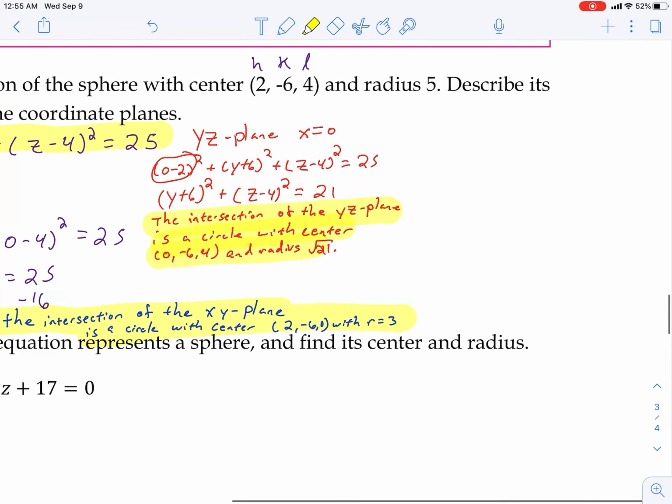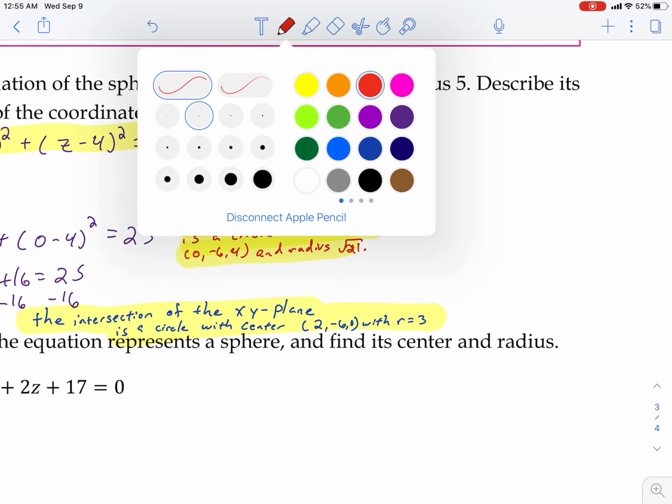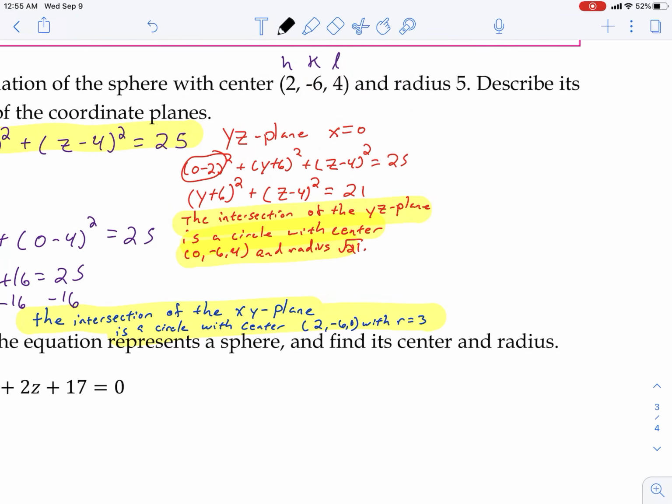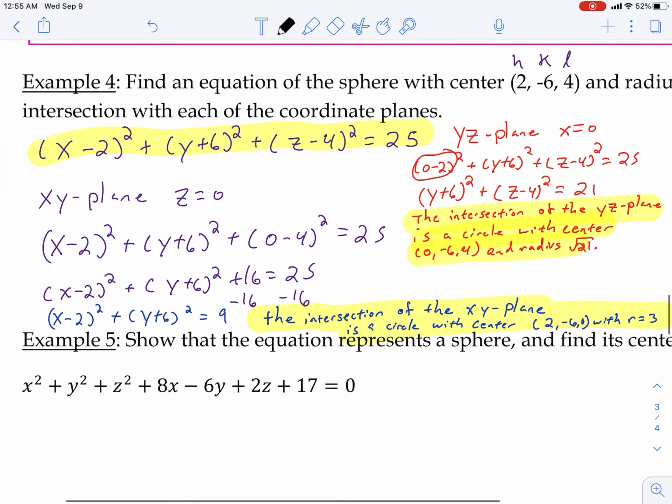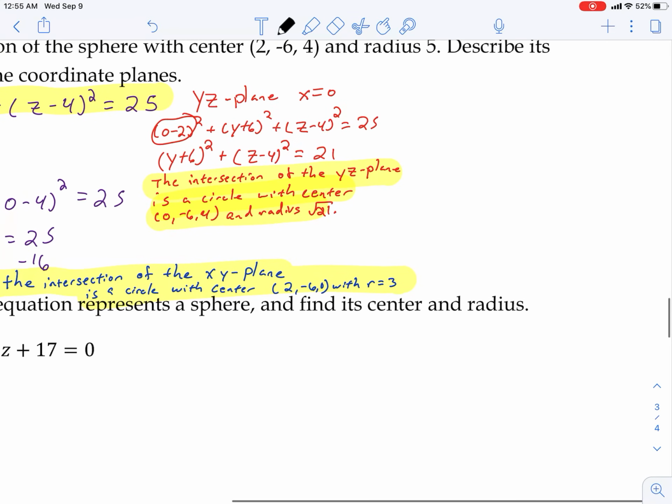All right, now the last one we're going to do is the XY, YZ, so we need the YZ plane. I'm sorry, the XZ plane.